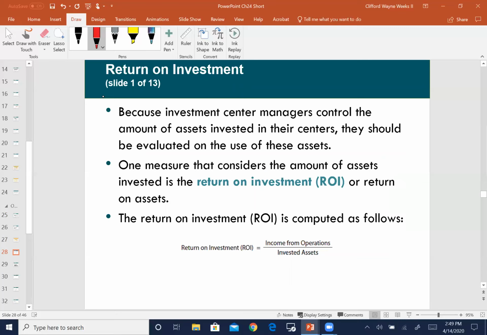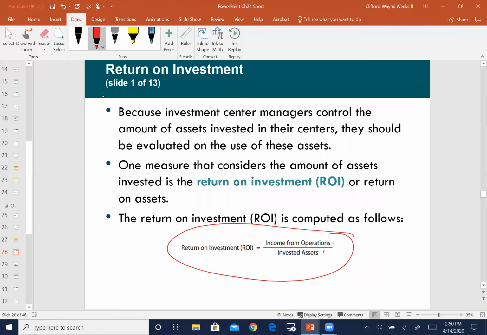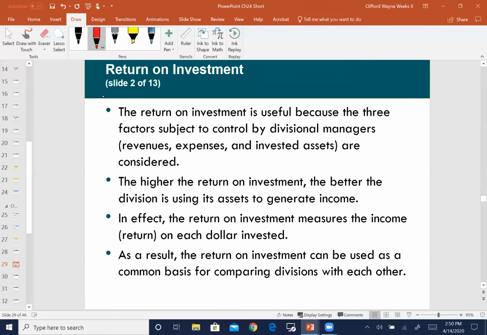When we look at a return on investment, the investment is what we put into that different division. Because investment center managers control the amount of assets invested in their centers, they should be evaluated on the use of these assets. One measure that considers this amount is called the return on investment. The equation for that is income from operations divided by the invested assets. In our previous examples, this was the income from operations, and all we're going to do is divide it by the invested assets.